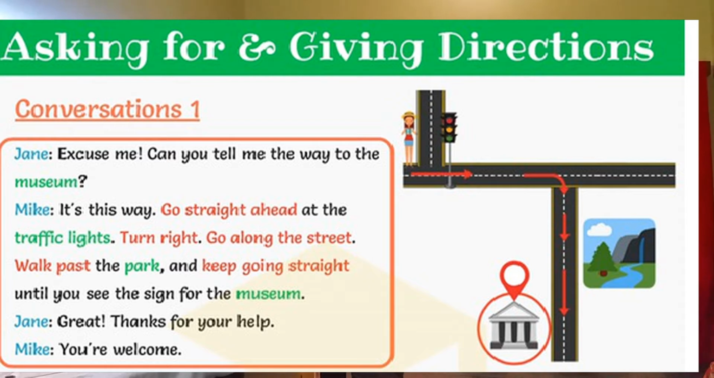Excuse me, can you tell me the way to the museum? It's this way. Go straight ahead at the traffic lights, turn right, go along the street, walk past the park, and keep going straight until you see the sign for the museum. Great. Thanks for your help. You're welcome.